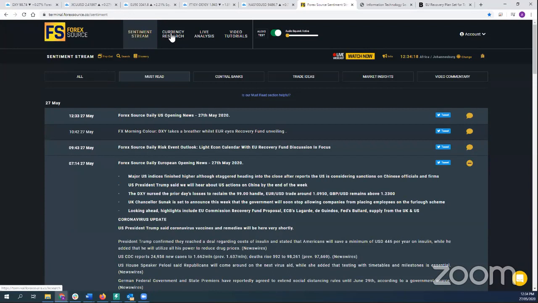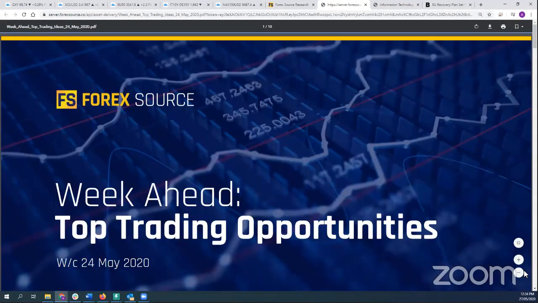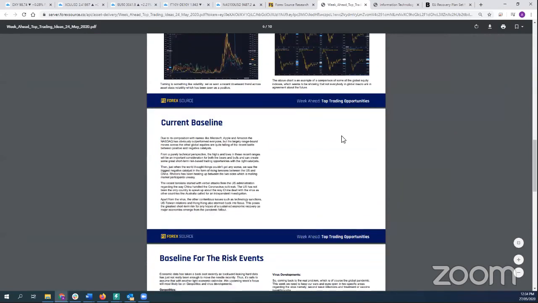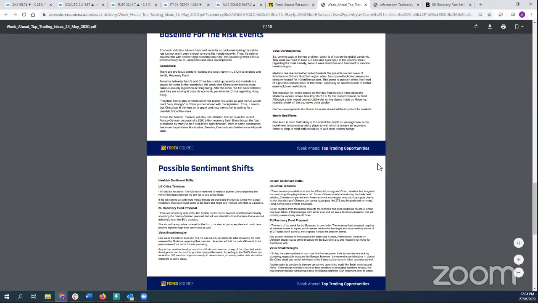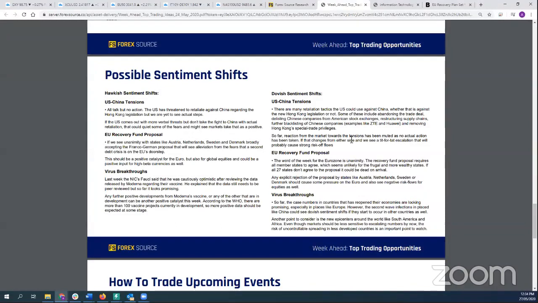Something that we highlighted in our top trading opportunities report for this week is a very important point. Currently we've had lots and lots of threats coming out from the US as well as the Chinese side, but we haven't really seen any action. We haven't seen the US take actual action or retaliation against China, whether in the form of sanctions or taking away Hong Kong's privileges. There are many things they've threatened to do, but they haven't actually done anything yet.